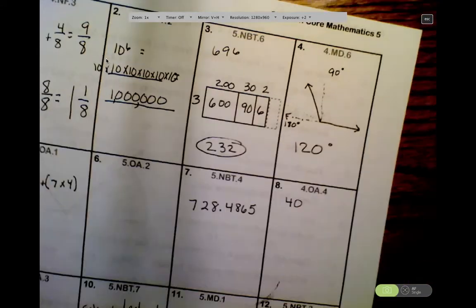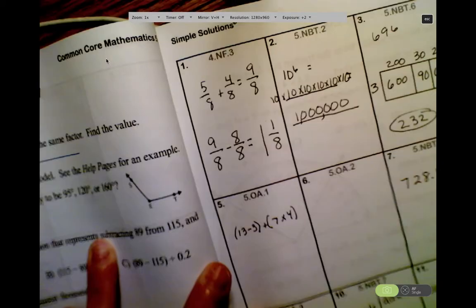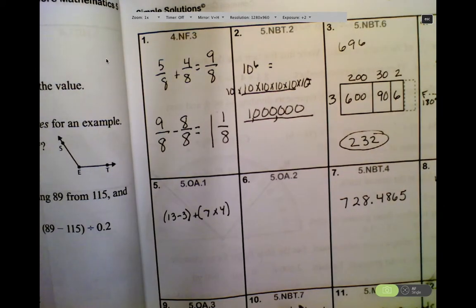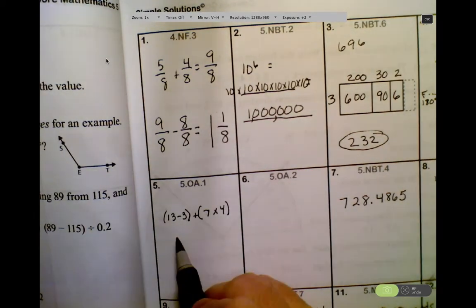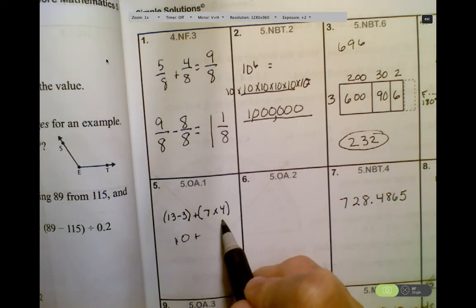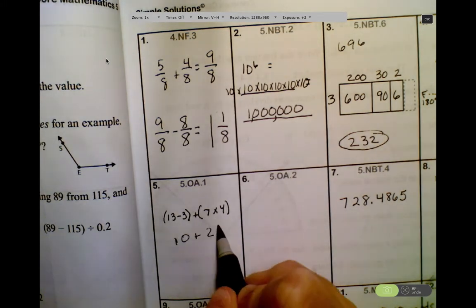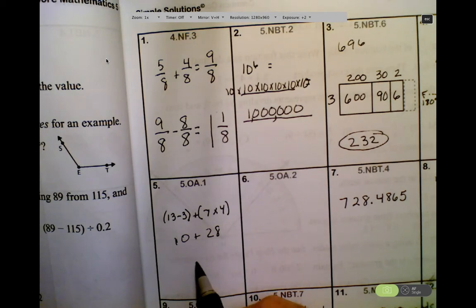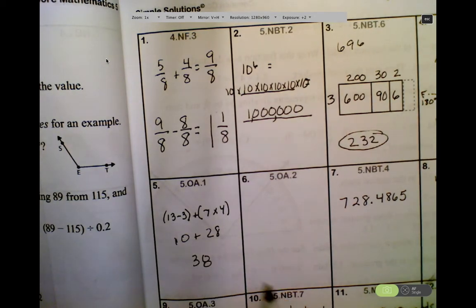Number 5, I am going to use order of operations, which is parentheses first. 13 minus 3 is 10. And 7 times 4 is 28. And then we add those together. 38.